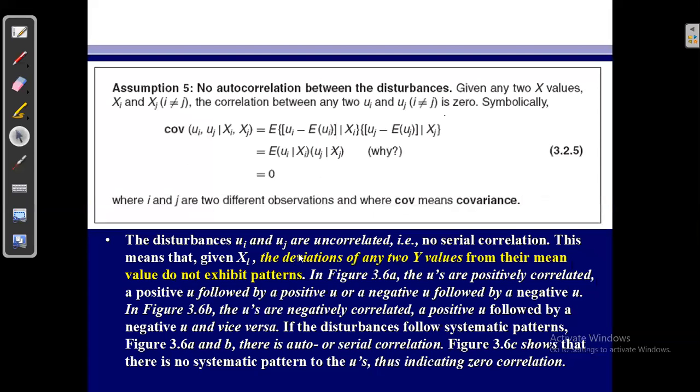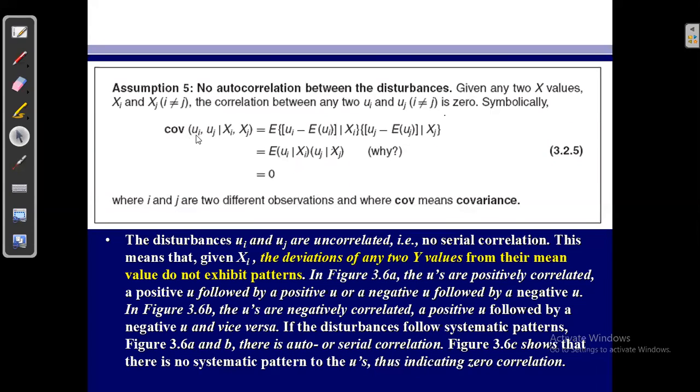Okay, the next one is assumption number 5, which says that there should be no autocorrelation between the disturbances. Between the disturbances means between the different values of the disturbance term. Symbolically, we just use this particular thing, that the covariance of the ith value of the disturbance term and the jth value of the disturbance term should be 0.